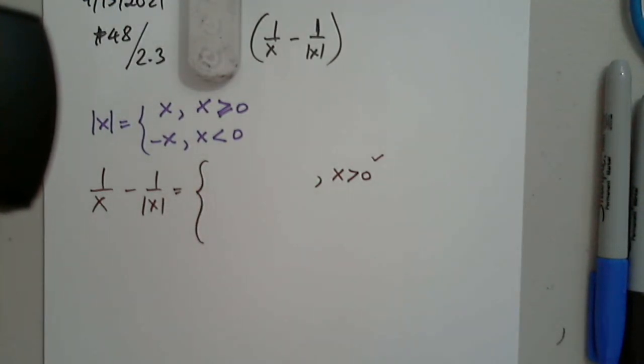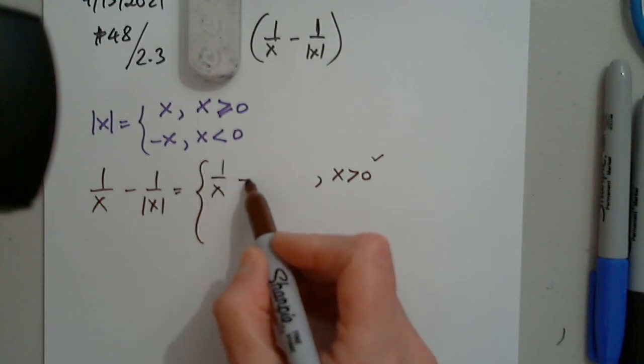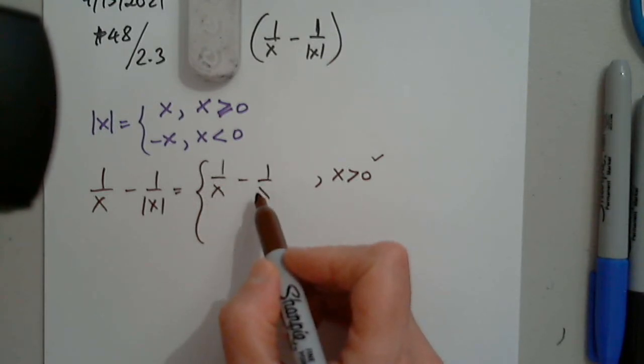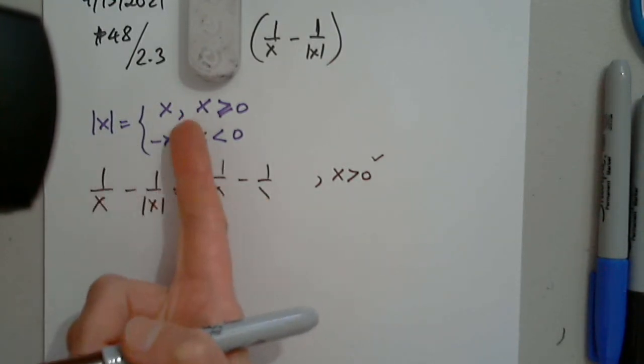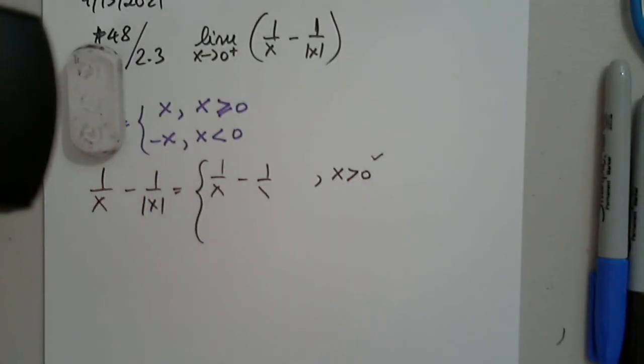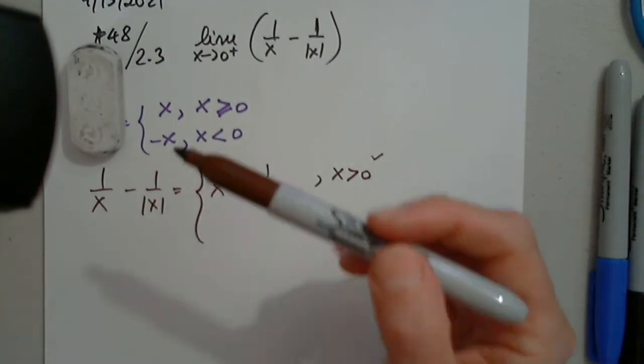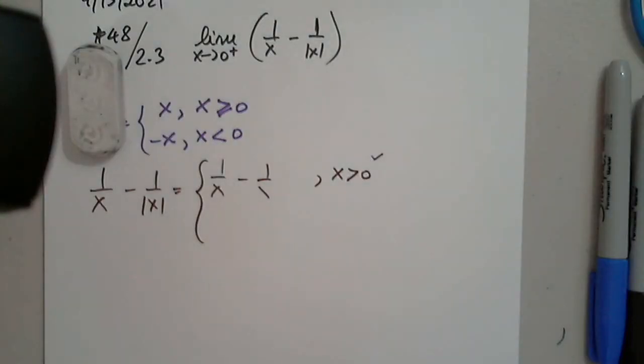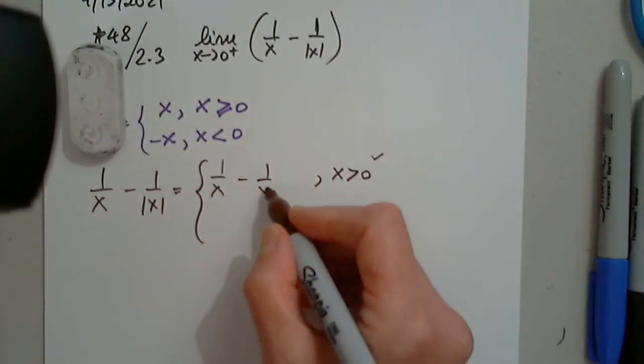You just say 1 over x minus 1 over absolute value of x. But I already put it in two different pieces. This is gone. I'm done with that. The absolute value is gone. It has two different possibilities. You just say 1 over x minus 1 over x. Correct.